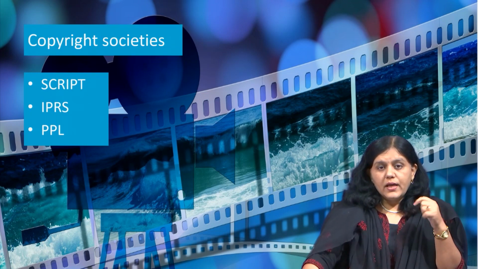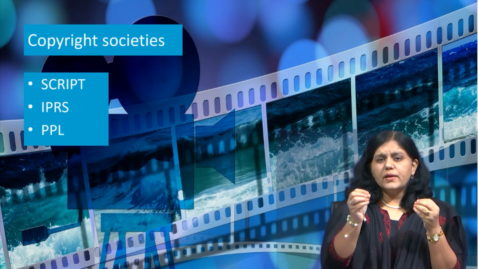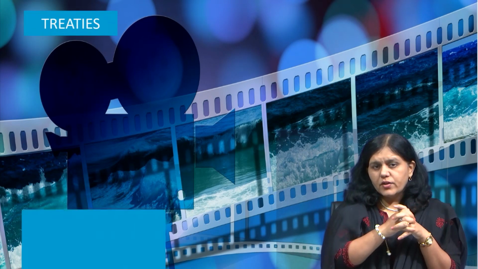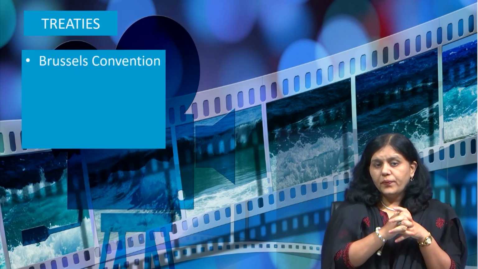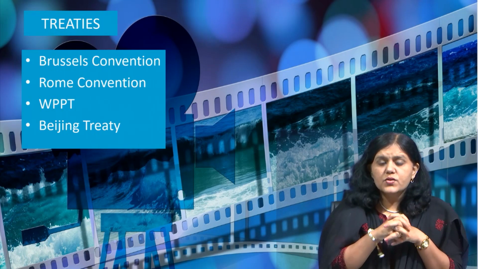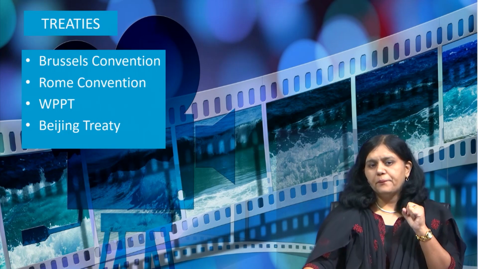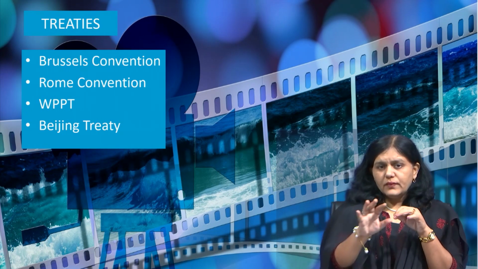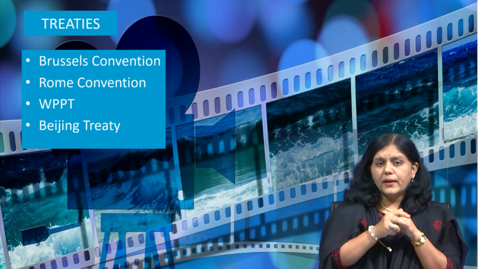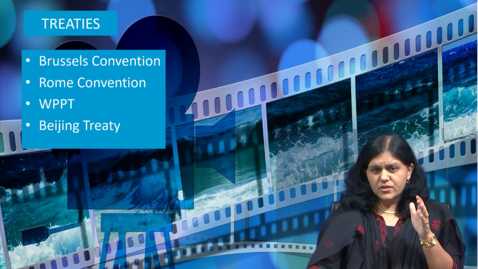Now, as we have seen copyright societies, moving further we will see a little bit about conventions. We have seen one convention, if you remember, the Berne Convention. Do you remember how many contracting parties are there with reference to the Berne Convention? 178, yeah. Okay. We will just give you the names of the treaties related to copyright. We will not go into the details of those particular conventions.